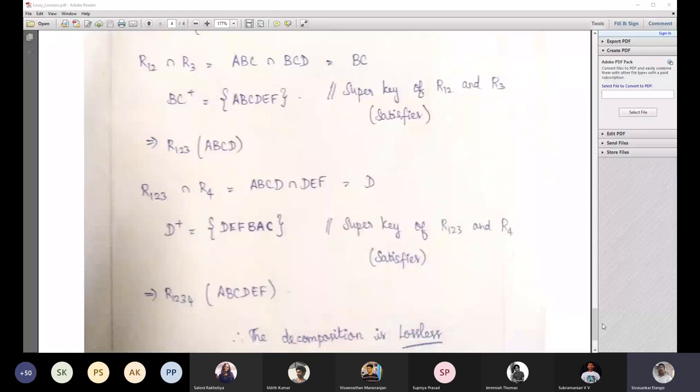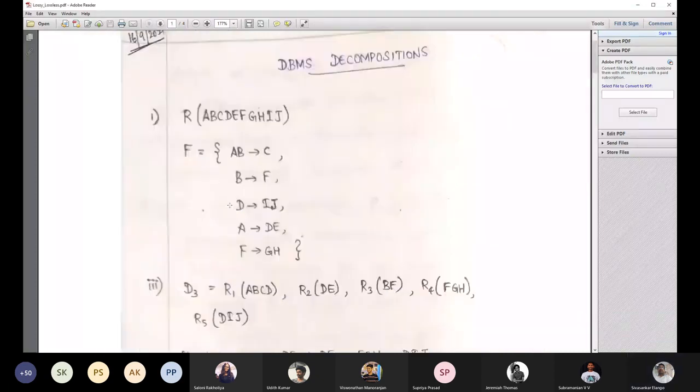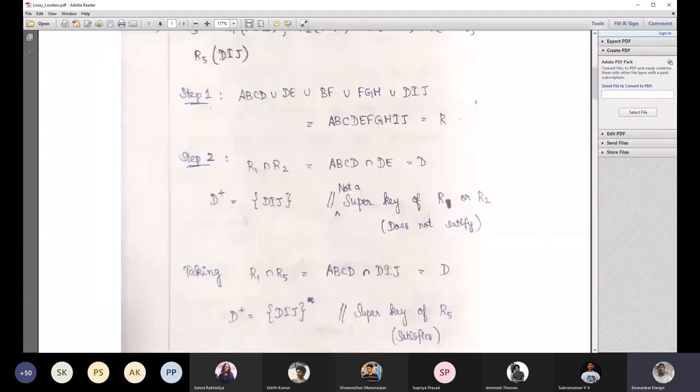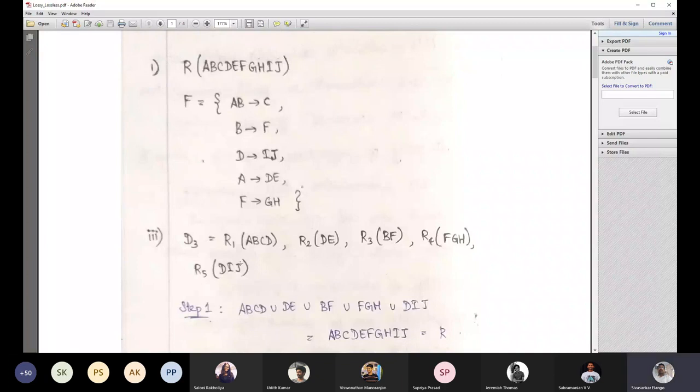A, B, C, B, F, D, I, J, D. Right. So can you check with this question 1? Here you need to prove only one functional dependency, A determines DE. So you need to check whether only A determines DE is true or not.